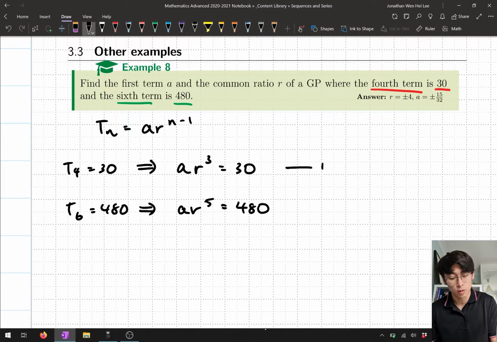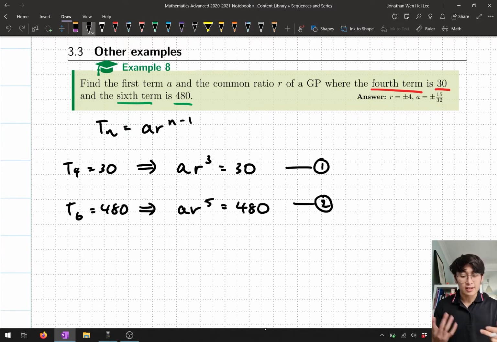And here we've got two equations, equation 1 and equation 2. Now what I can do here is start to solve these simultaneously. Because we don't have the terms adding together, we actually need to use a different operation.